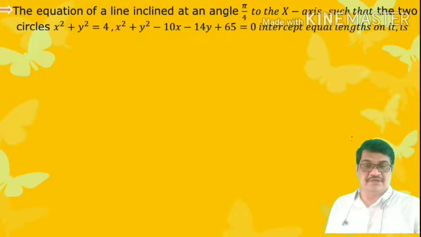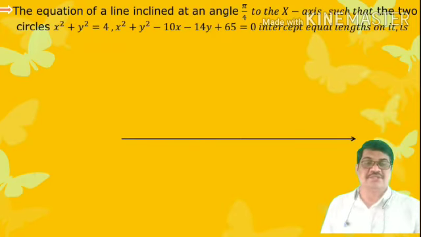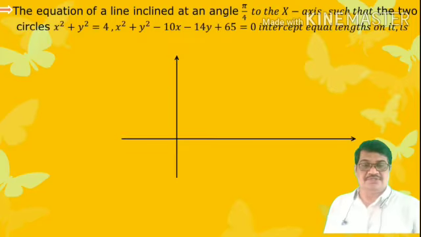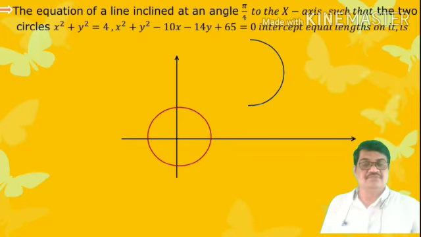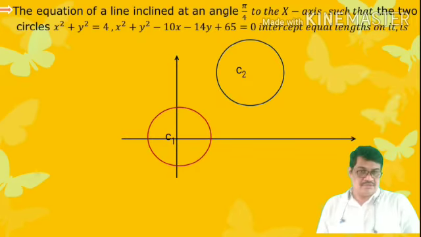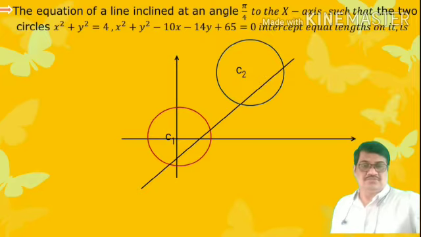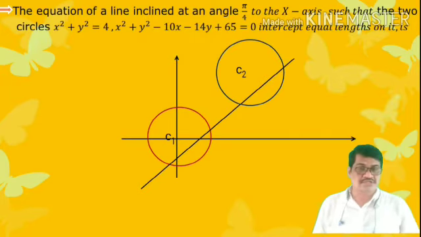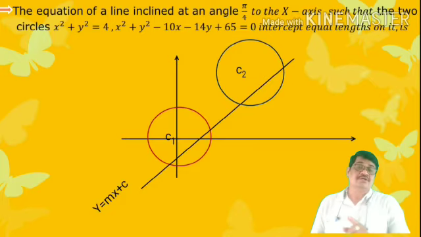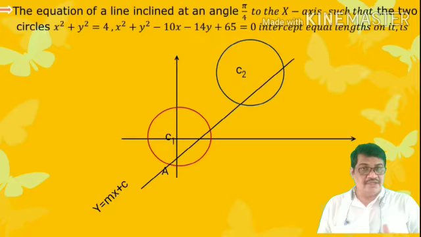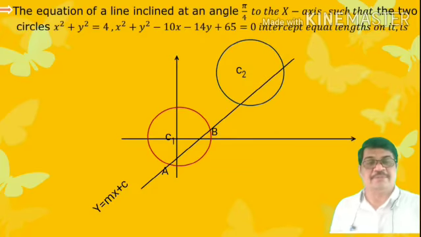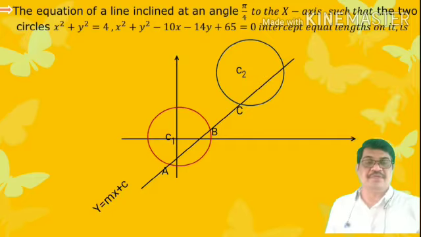Now see the solution. This is the x-axis and this is the y-axis. This is the first circle and this is the second circle. This is C1 and this is C2. Now we draw the line which makes equal intercepts on these two circles. Let us assume that the line is y is equal to mx plus c. Assume the line intercepts the first circle at A and B, and the second circle at C and D.